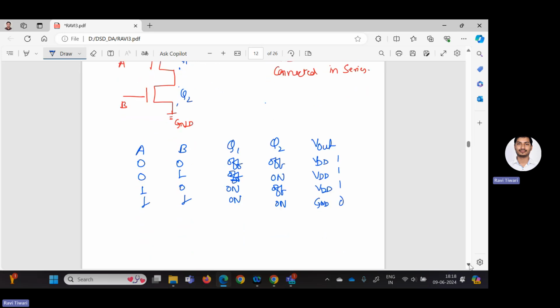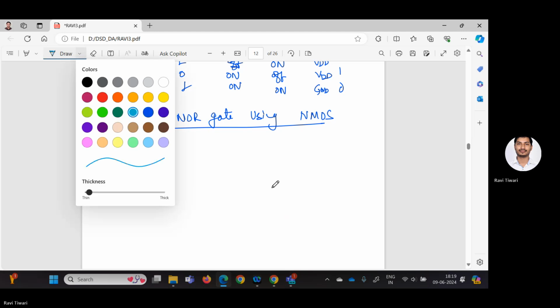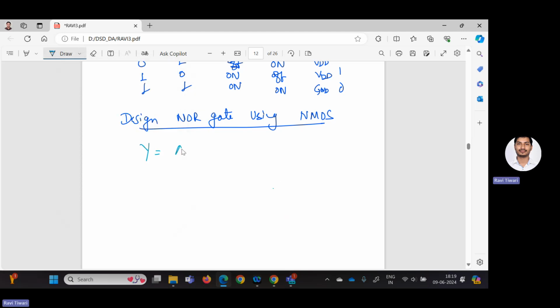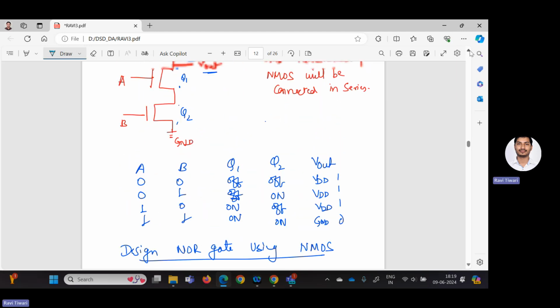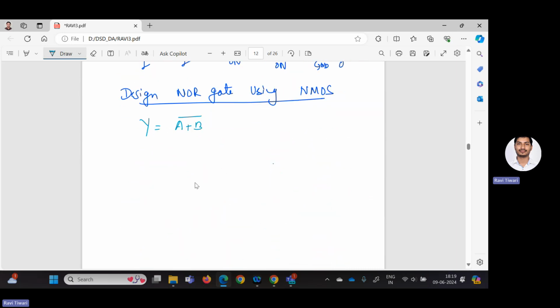Now we will see how to design a NOR gate using NMOS. So we will start with the expression first. Here I am writing Y equals A plus B whole bar. As we know that if it is an OR operation by using NMOS, they should be connected in parallel. Okay. So here we will connect these NMOS in parallel like this.